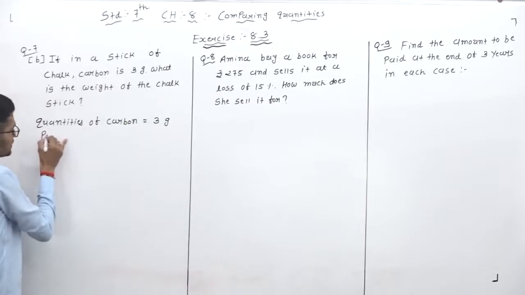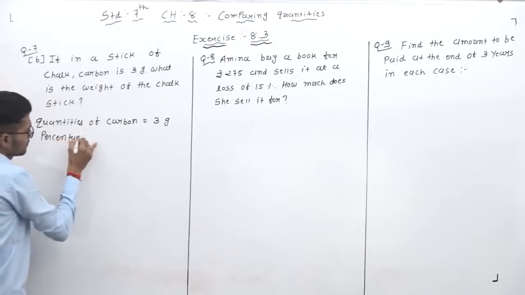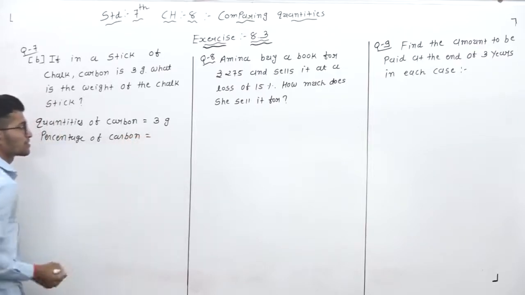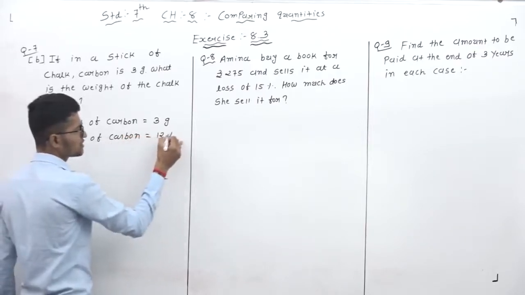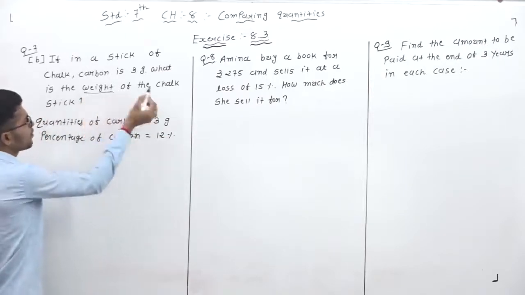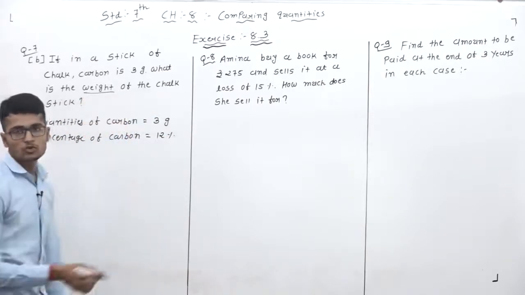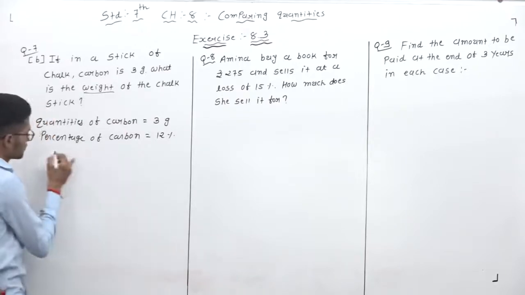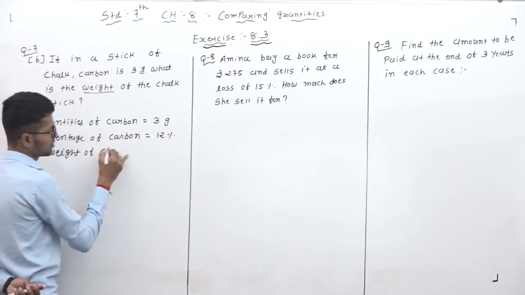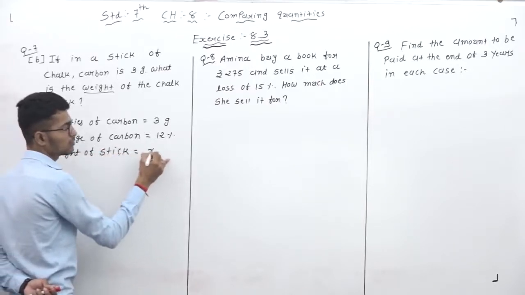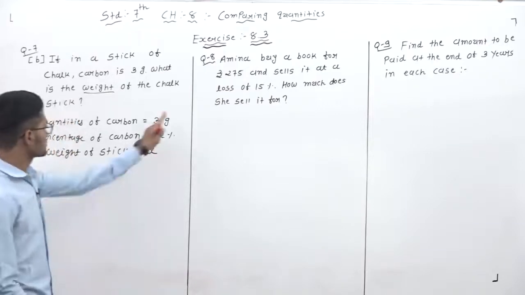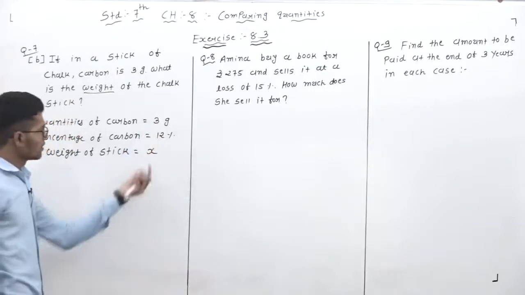So in the first part we will find the percentage of carbon. The percentage of carbon is 12%. So we will find the weight of the chalk stick. What is the weight of the chalk stick, dear students? We don't know. So first of all, suppose the weight of the stick is x. Using these values, we will find the value of x.